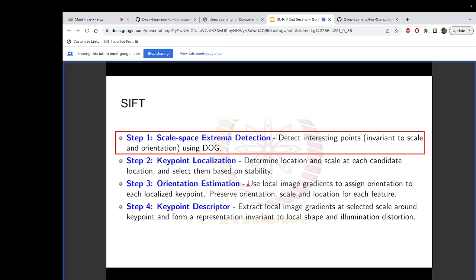So the orientation estimation is basically trying to estimate the correct orientation of each key point based on your neighborhood. And your key point descriptor is nothing but, again based on your neighborhood, you collect the different orientations of the different key points in that particular neighborhood, and you are trying to form a description of that. So that is given by this key point description.